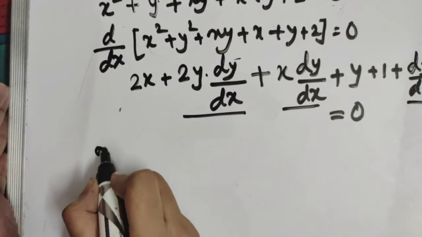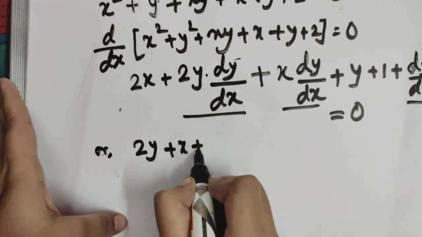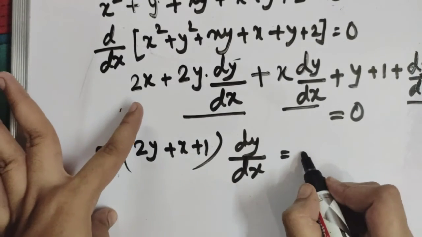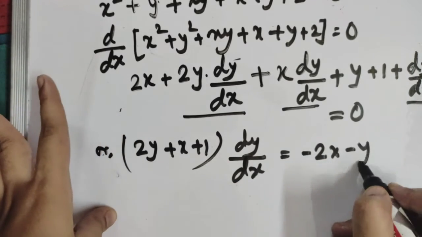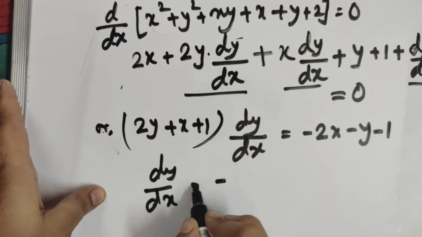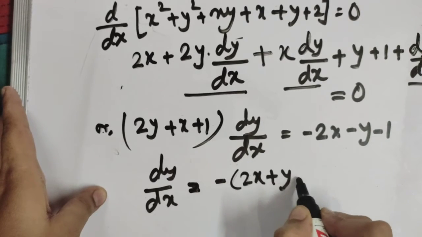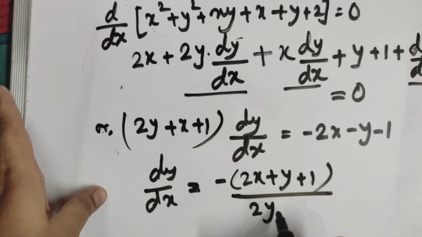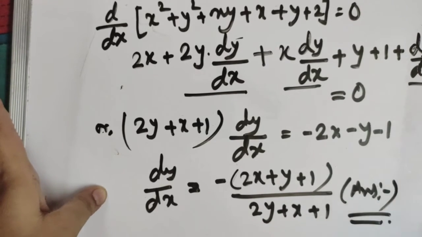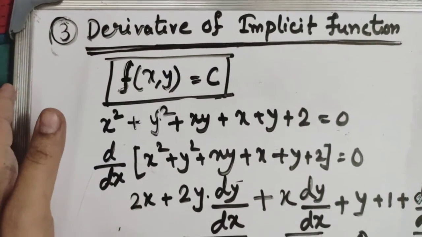Now if we separate that term, then what can we get here? 2y plus x plus 1 into dy by dx, and another term is minus 2x minus y minus 1. That means dy by dx equals to, if you take minus outside, 2x plus y plus 1 divided by 2y plus x plus 1, and that is the answer. So this is the approach to derive the derivative of an implicit function, right?